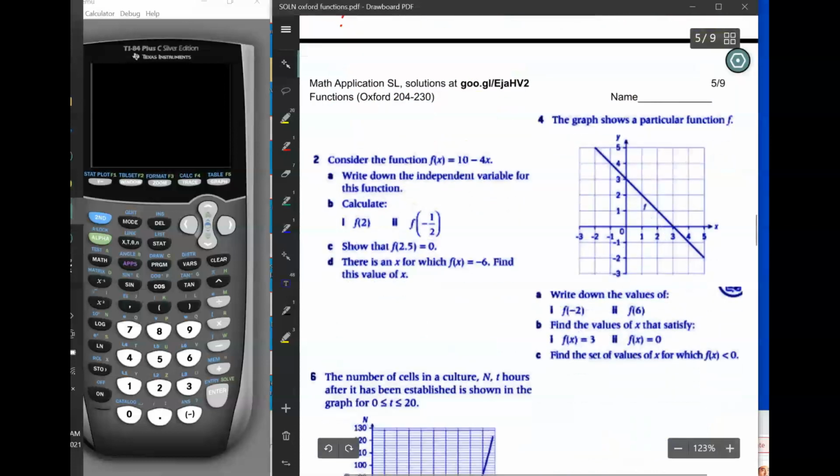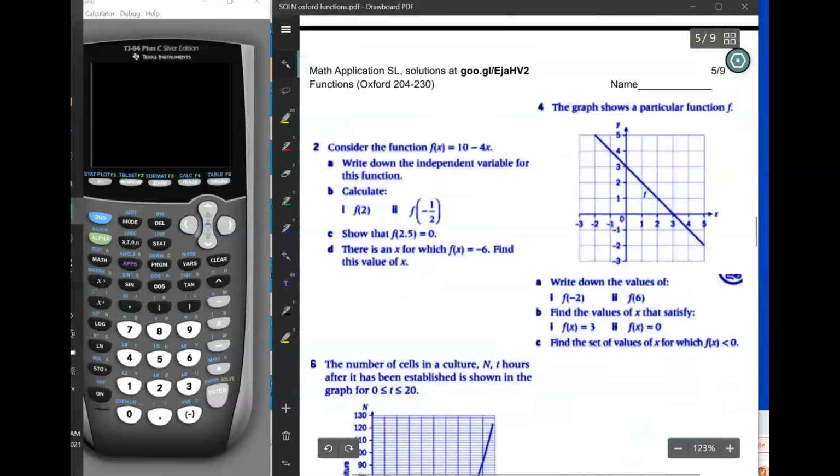Page 5 of functions. So let's take a look at the number 2 here. Consider the function f of x equals 10 minus 4x. Write down the independent variable for this function.